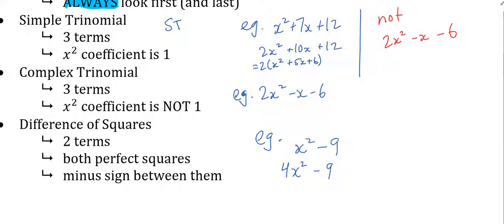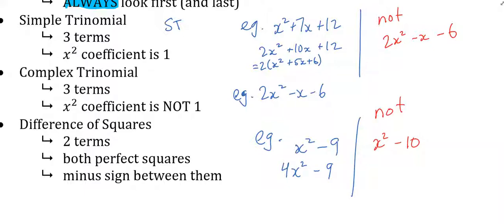If I want to come up with some examples that are not, x squared minus 10, why is that not a difference of squares? Jada? Yeah, 10 is not a perfect square.